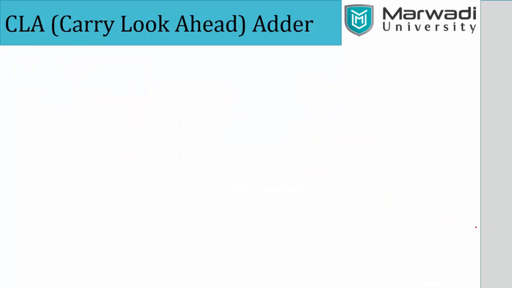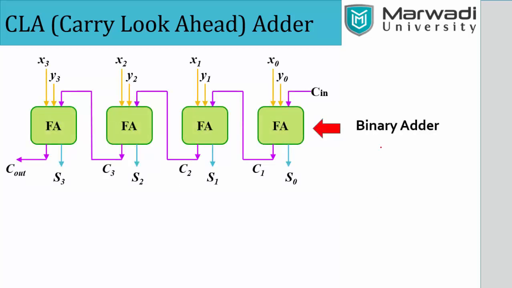Now the next topic we are going to discuss is CLA. It is also called a carry look ahead adder. Now you know about the binary adder. What happens when you add 4 bits, that is x0 with y0 with carry in? The output will be one summation, and the carry will be propagated to the next block. Again, when you add these numbers, the carry will be propagated to the next.